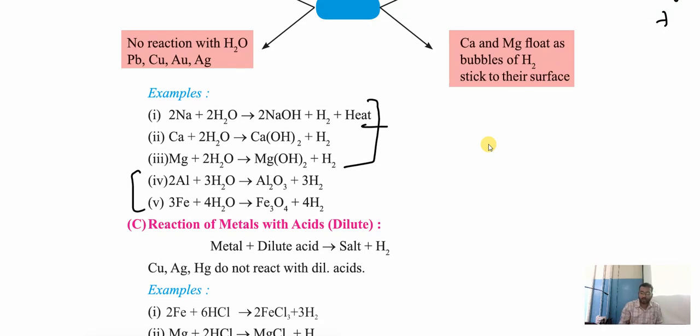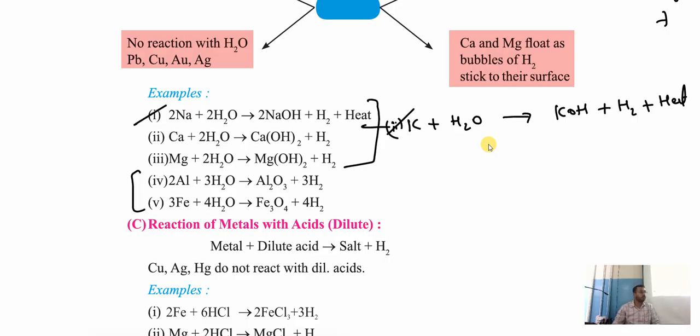And one more thing will come here. After sodium, potassium. Potassium reacts with water. It gives potassium hydroxide plus hydrogen gas is liberated and heat is formed. This first, and let me say this is option 2. These both reactions: sodium reacts with water or potassium reacts with water.